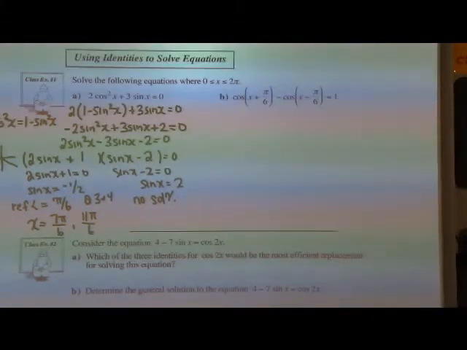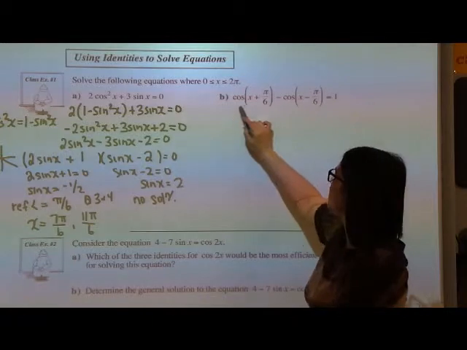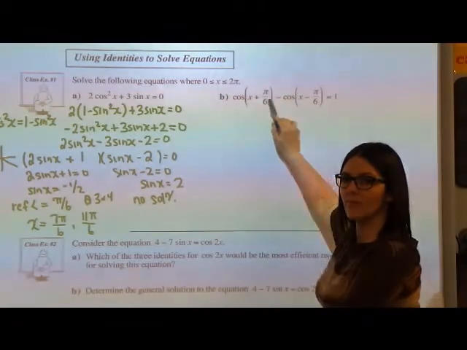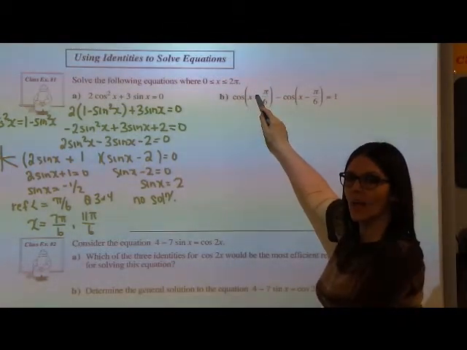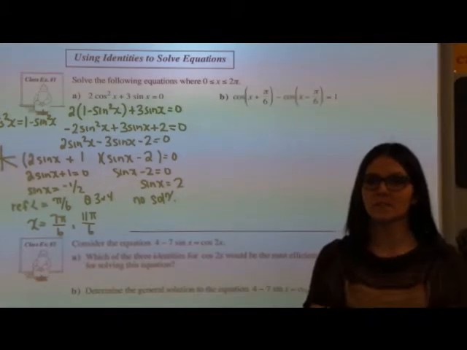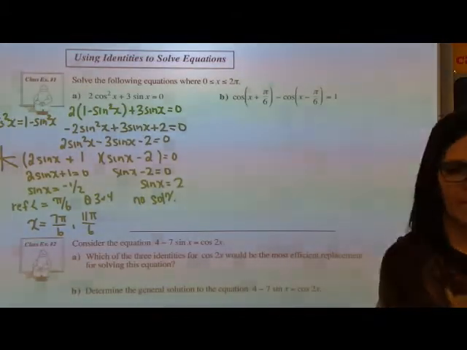Okay, so let's look at the next one. What do I have right here? I have cos of x plus pi over 6. Where have I seen that before?